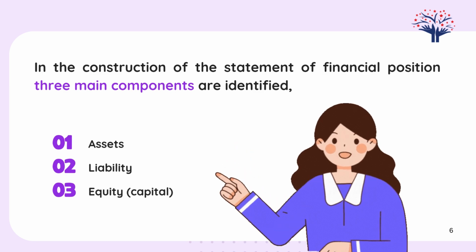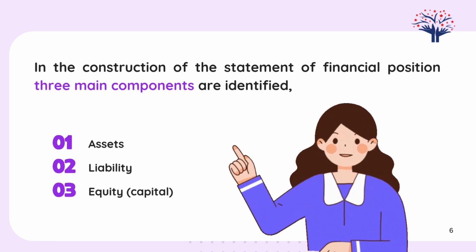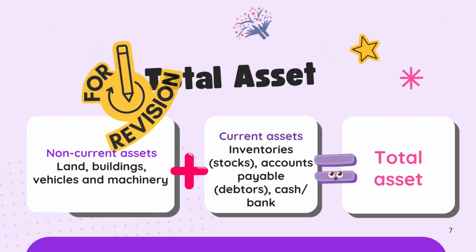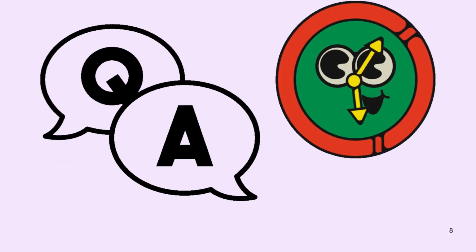Key formula to remember. Before we move forward, keep this important equation in mind. Total assets equals current assets plus non-current assets. This formula is essential for understanding financial statements, so make sure you remember it.